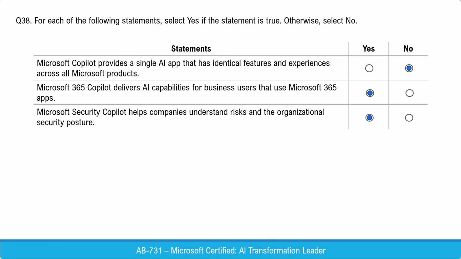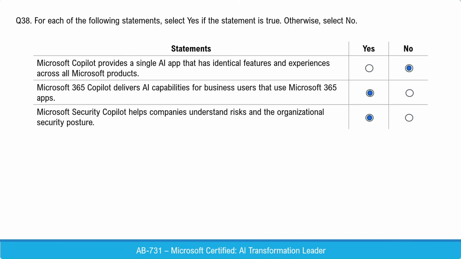Let's understand why. Statement 1 says Copilot provides a single AI app that has identical features and experiences across all Microsoft products. This is incorrect. Microsoft Copilot is not a single app with identical features across all Microsoft products. Instead, it is embedded into different applications like Word, Excel, and Teams, and each one is designed for a specific purpose. For example, in Word, it helps with writing, in Excel, it helps with data analysis, and in Teams, it helps summarizing meetings. So the experience is not identical.